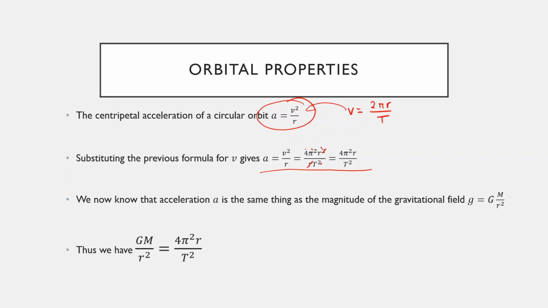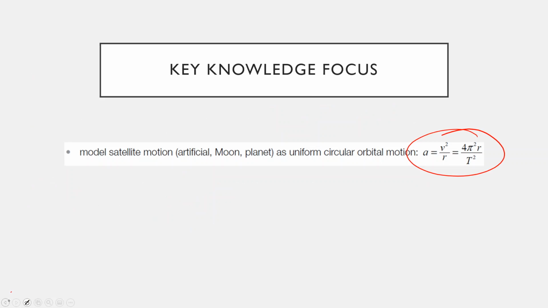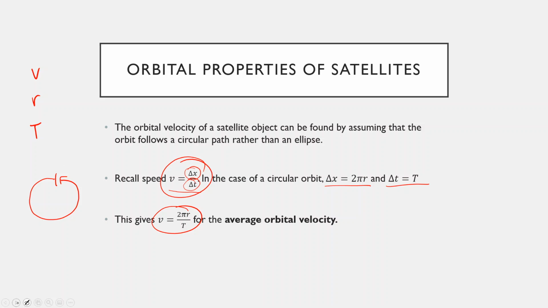There you go. So that's almost looking like this thing that we've got up here. In fact, it is looking like this thing that we've got up here. That's the 4 pi squared r over T squared. That's a way to work out the centripetal acceleration of a satellite if you know its radius and its period. Cool. What else can we do with that?